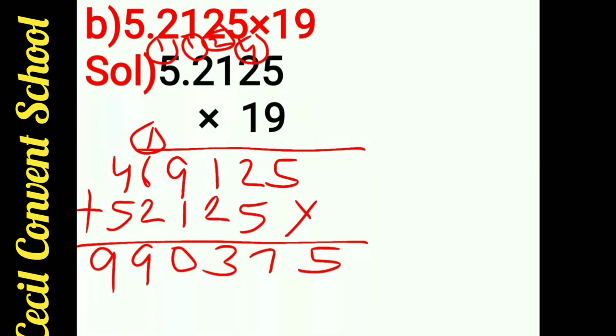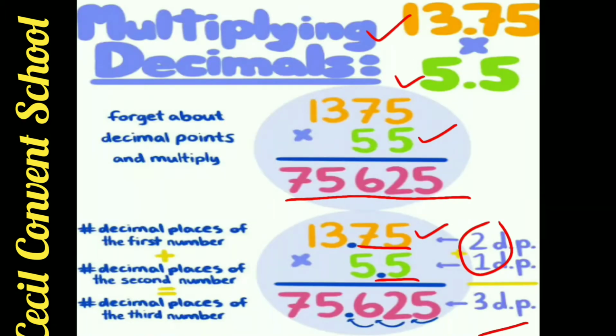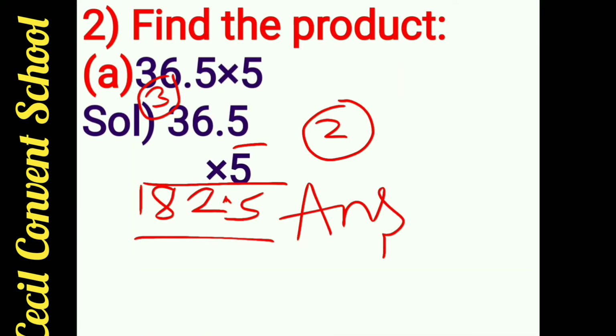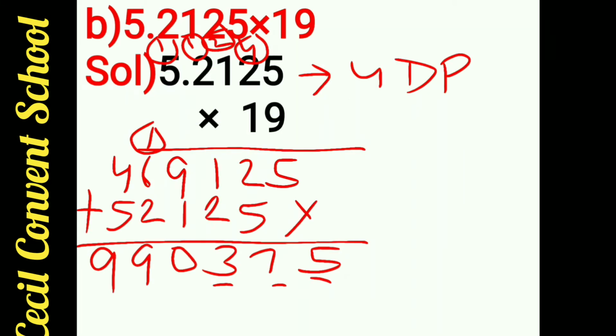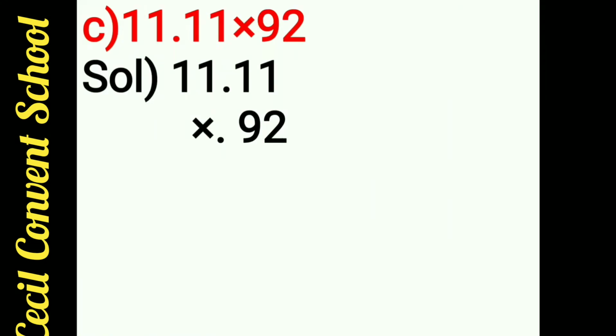So the decimal will come after 4 places, because here how many places are there? 4 decimal places. The short form of decimal places is DP. So 1 1 2 3 4. So the decimal will come here after 99. So the answer is 99.0375. Clear? Now we do C part.